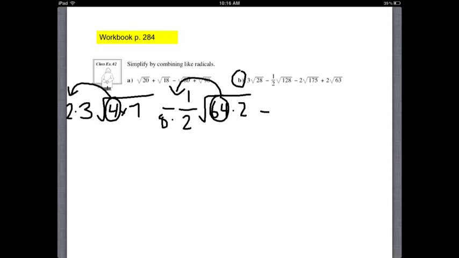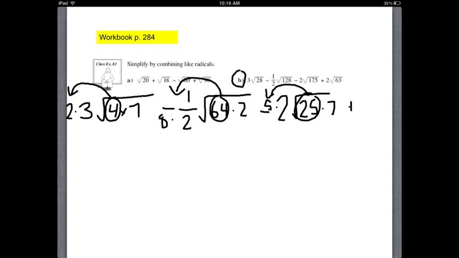Next up, we have 2 root 175. That can be broken down to 25 times 7. 25 is a perfect square. Bring that out. Now it's 5 times that 2 on the outside.